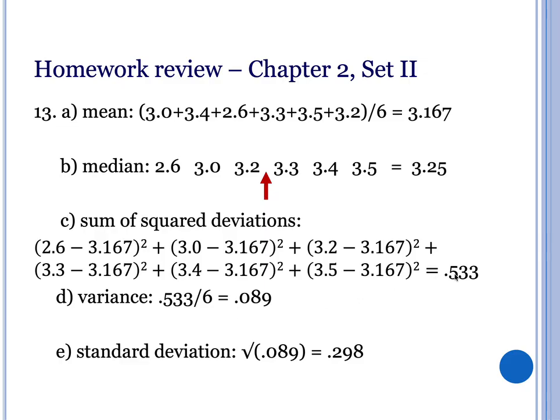From my sum of squares, I can then really easily compute my variance by taking the sum of squares divided by n, which is 6. I end up with a variance of 0.089. I take the square root of my variance to get my standard deviation. Square root of 0.089 is 0.298, and that's your standard deviation.